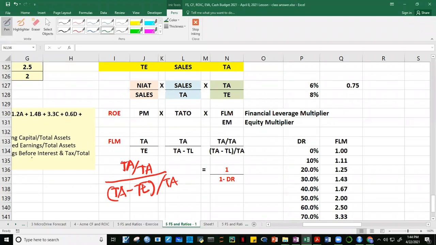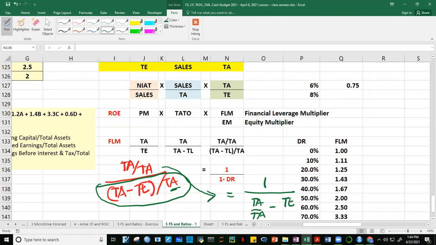Okay, so very easily, yung numerator natin, 1 yan, no? Over, itong denominator natin, i-distribute natin yung denominator natin. This will become total assets over total assets minus total liabilities over total assets.